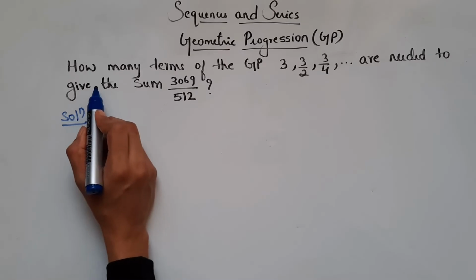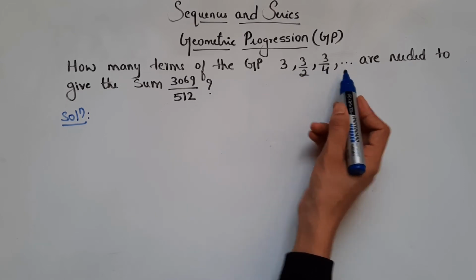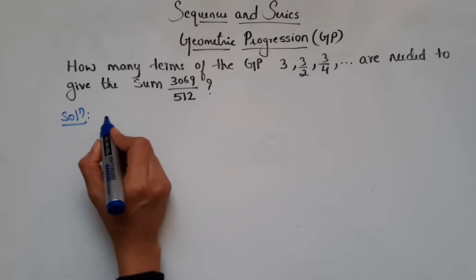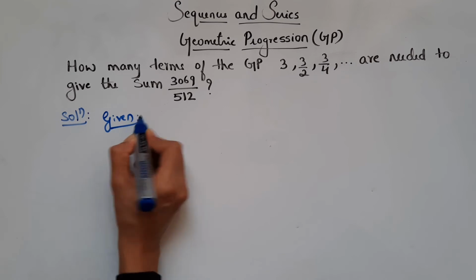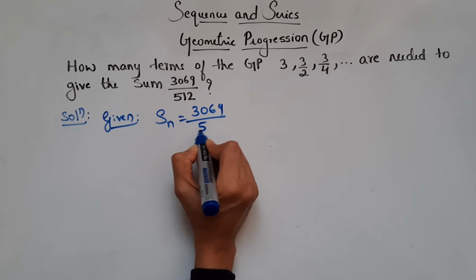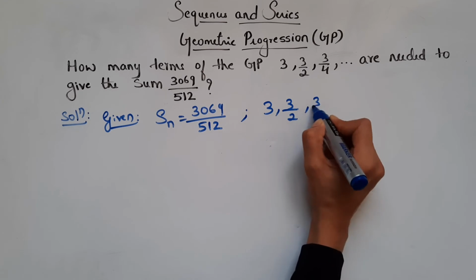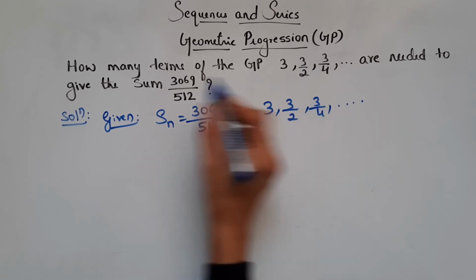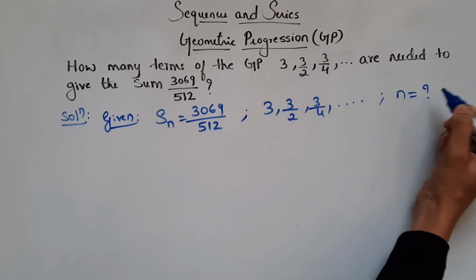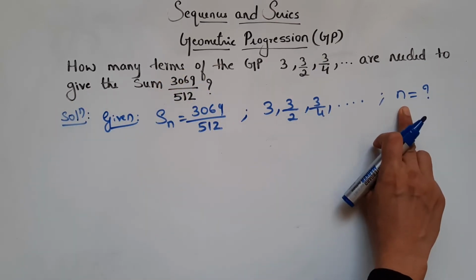So now let's see this problem. It says, how many terms of the GP 3, 3 by 2, 3 by 4 and so on are needed to give the sum 3069 by 512? So what is given? Sn, that is the sum, is given, which is nothing but 3069 by 512. The GP is given: 3, 3 by 2, 3 by 4 and so on. We have to find how many terms, that means we have to find n, right?